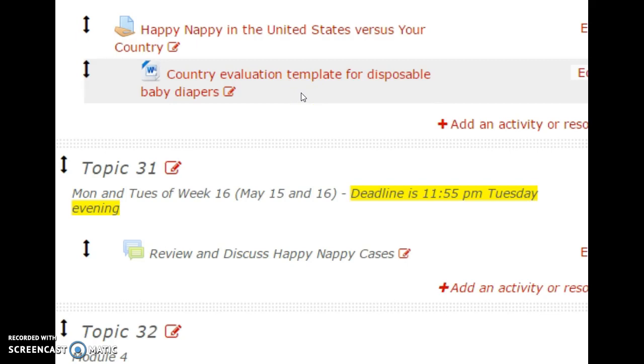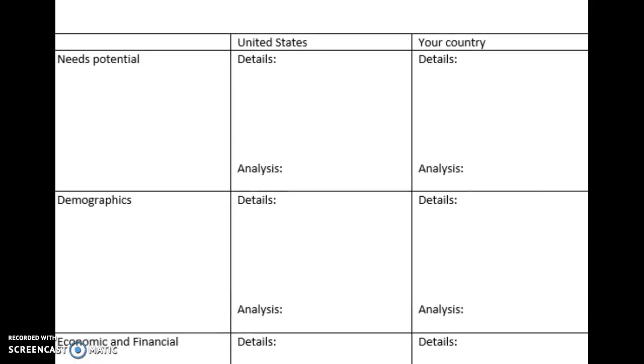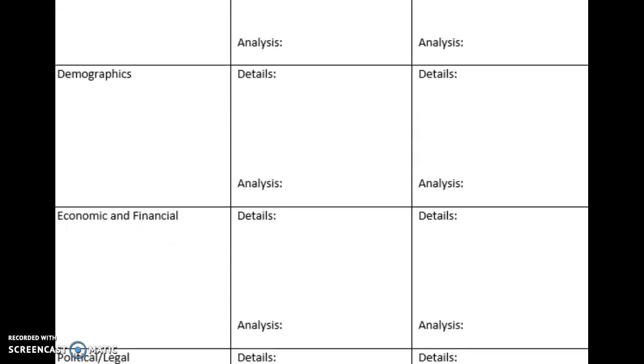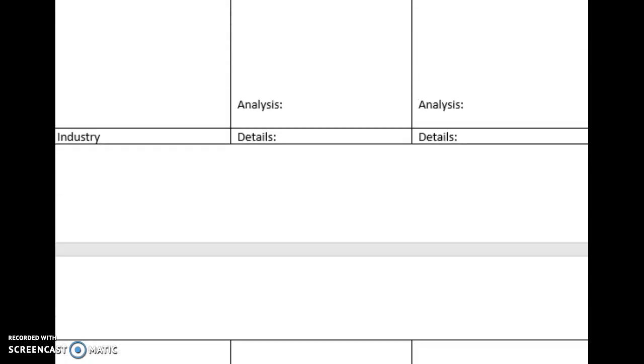There's a couple of comments I want to make on that. Thank you to the early birds for asking, how long should it be, etc. So you can do this as a paper as long as you use headings and subheadings and make it super duper clear. Or you can use this template. And what it is, I just made a table that includes the various sections of the funnel. So you would look at the needs potential for disposable baby diapers and then put the data here for the United States and then for your country, and then for demographics, for economic and financial variables, for political legal variables, for cultural variables, for industry variables.